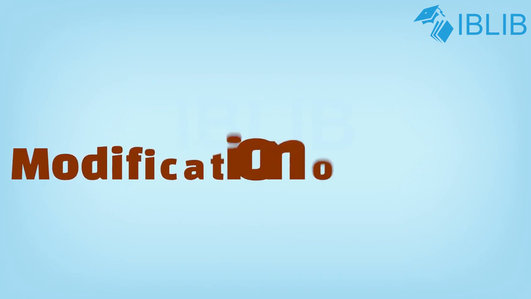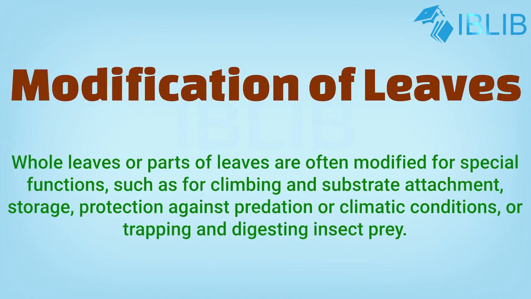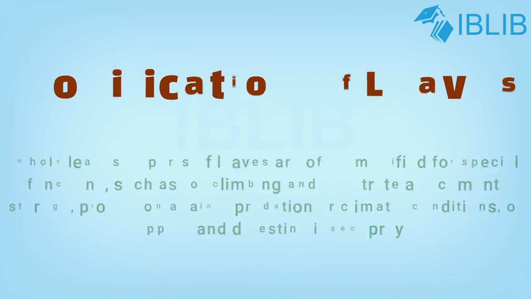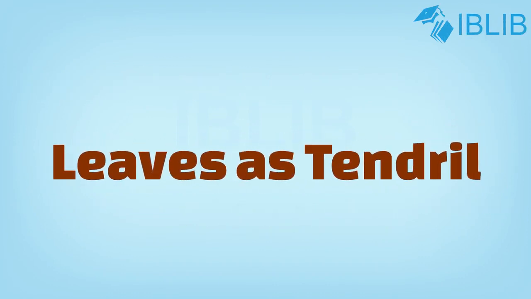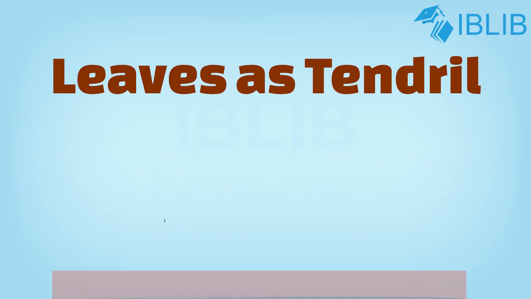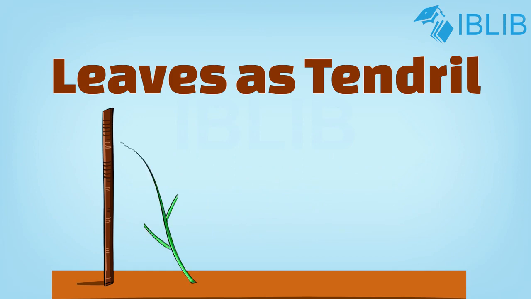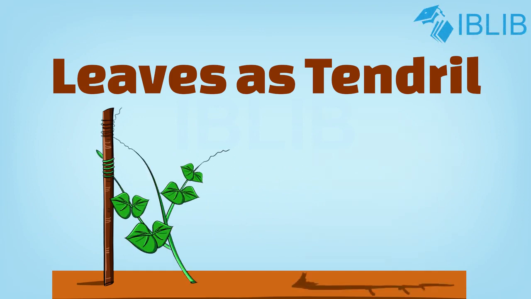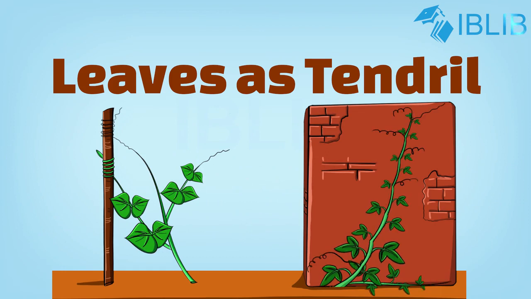Now we'll study about the modification of leaves: how leaves can be modified into different forms for their survival or for their protection and many other things. Number 1 is leaf as tendril. In some plants, you'll see a thread-like structure or a vine-like structure. That is the leaf of that plant. Leaves are modified into the thread or the vine to provide support to the plant. They stretch out and coil or twine around a suitable object for survival. Examples are seen in pea plants and grape plants.